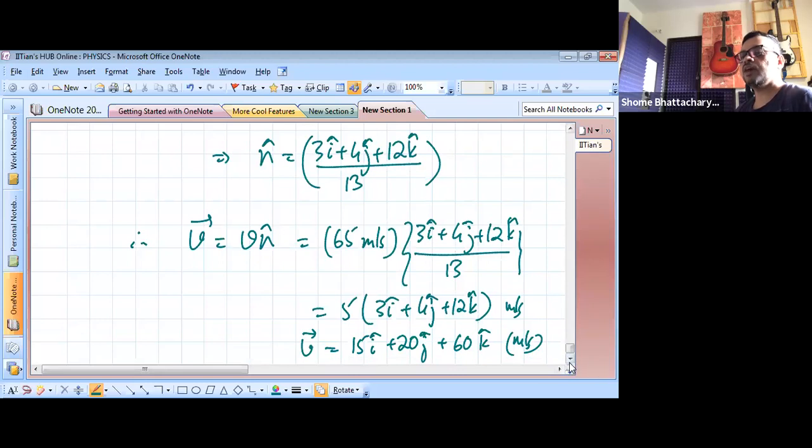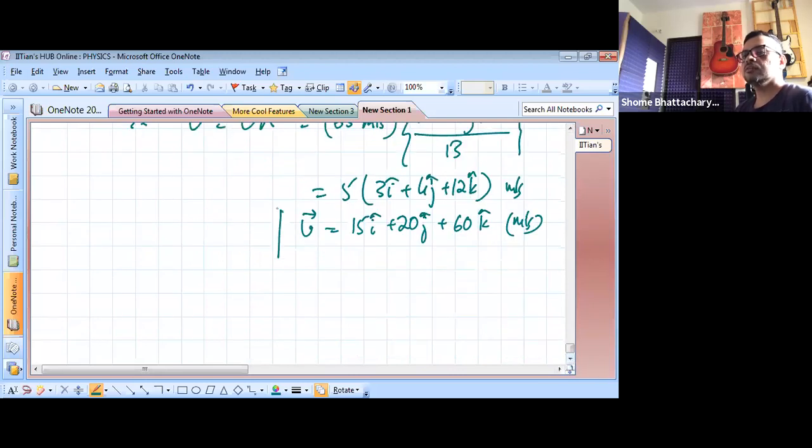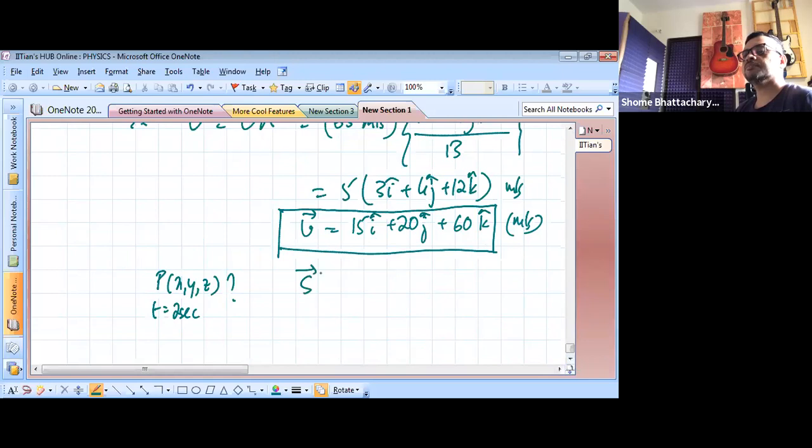Okay. Now I'll ask why I have asked for the velocity vector. Because I have to find the final position after 2 seconds. So to find P at t equal to 2 seconds, what I'll do is first I'll find displacement. So displacement will become velocity multiplied by time. So in this case it will become 15i, 20j, 60k cap multiplied by the time of 2 seconds.